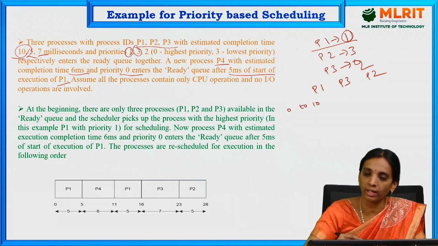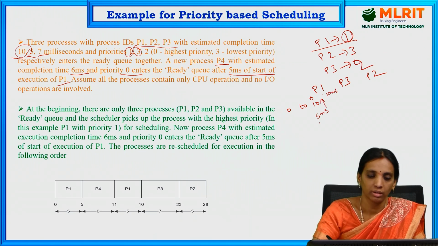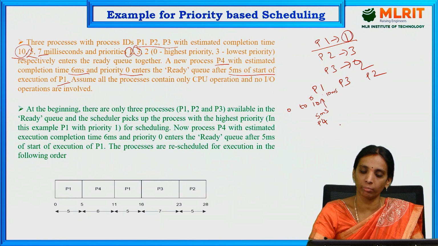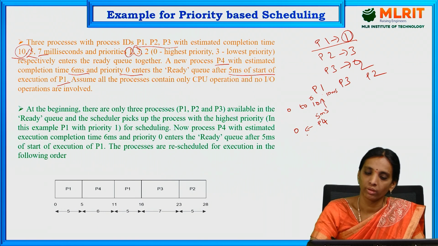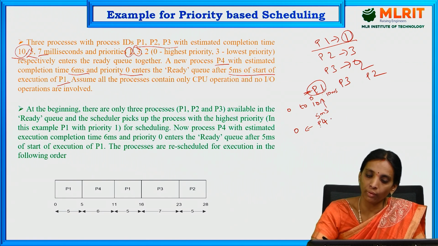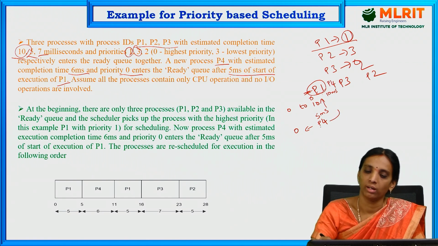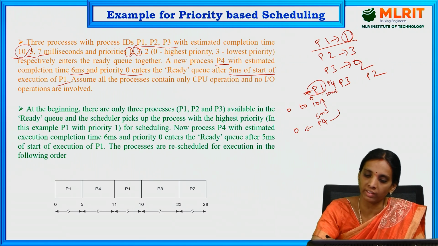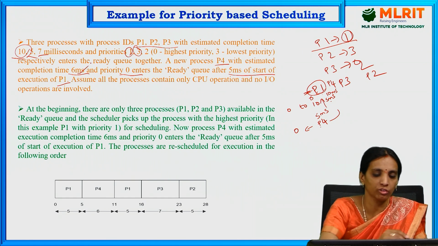So, as P1 is having the highest priority, first P1 goes to the ready queue. It starts at 0 milliseconds and would be completed by 10 milliseconds. In between, at 5 milliseconds, P4 enters the scheduler. Now it is having the priority 0, which is higher priority than P1. Therefore, P1 stops its execution and is preempted. And now P4 enters into the ready queue and starts its execution at 5 milliseconds. So, from 5 milliseconds, P4's completion time is 6 milliseconds.